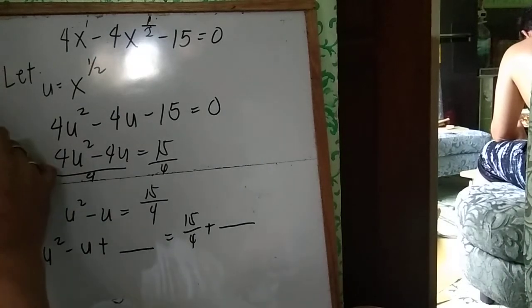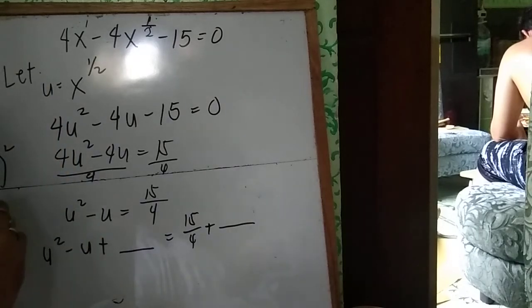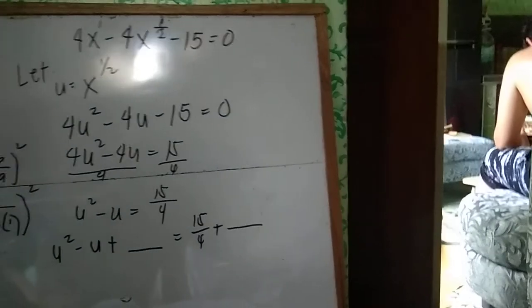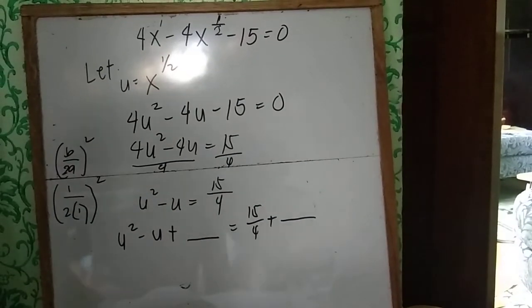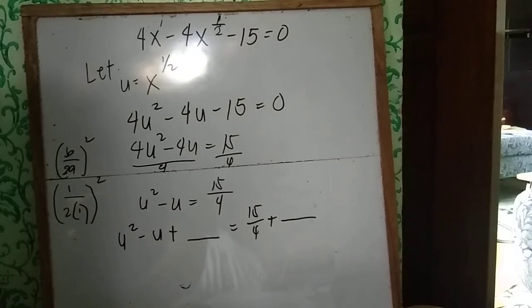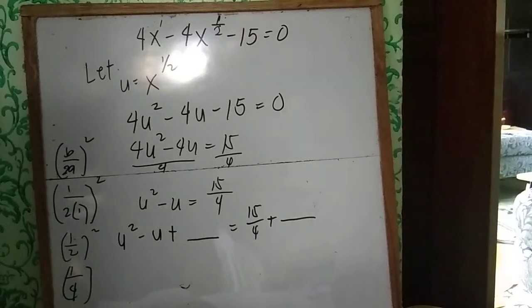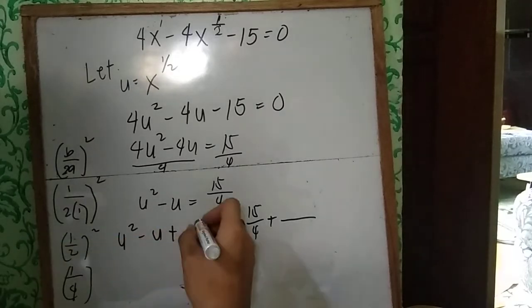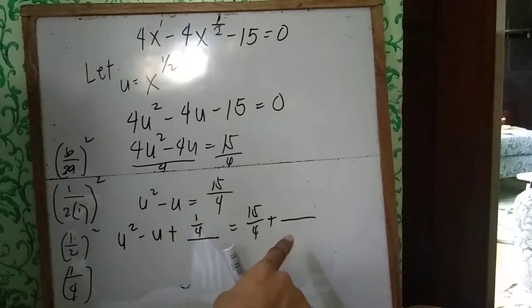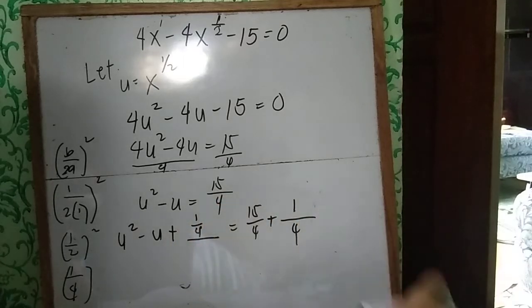The formula is b over 2a squared. Here b is 1, so 1 over 2 times a, which is 1, then squared. So 1 over 2 squared. 1 squared is 1, 2 squared is 4. Therefore, what we will add for completing the square is 1/4, on the same side and on the other side as 1/4.